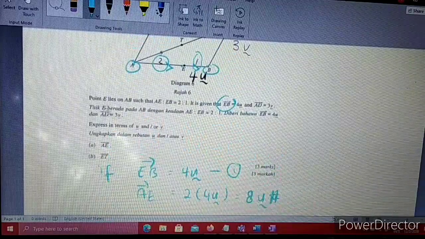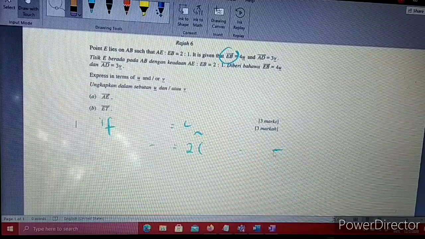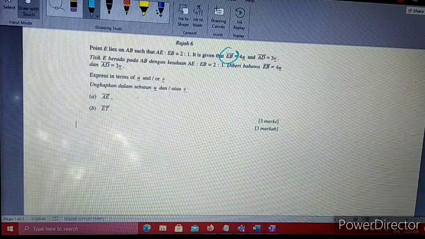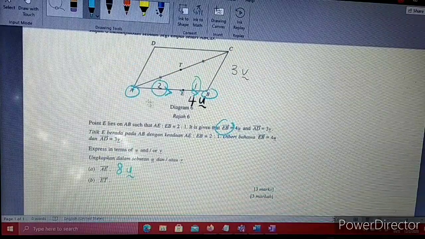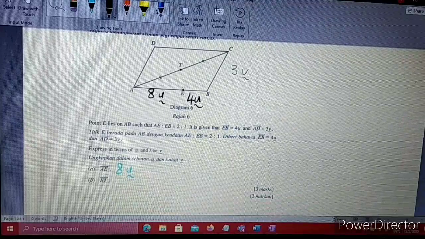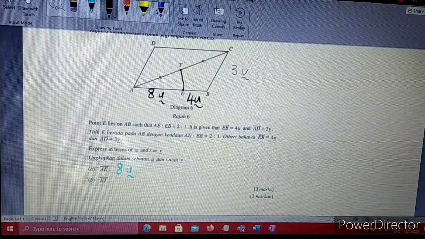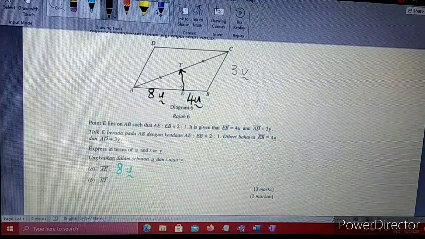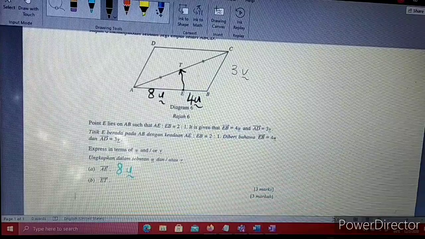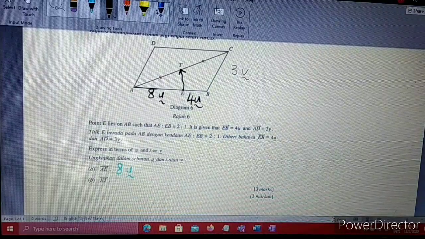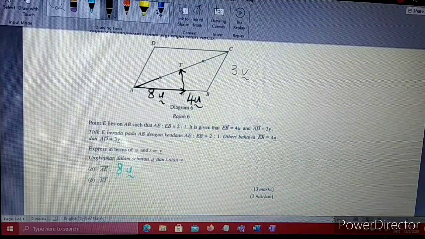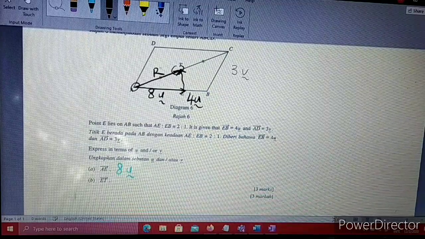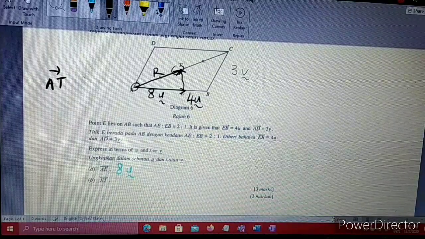So now ET, let me erase first. You already know AE is basically 8U. So where is ET? ET is basically this ET. Since we want to find ET, we need to use head to tail. As you can see, the resultant here is AT, because tail with tail, head with head, so AT is the resultant vector.